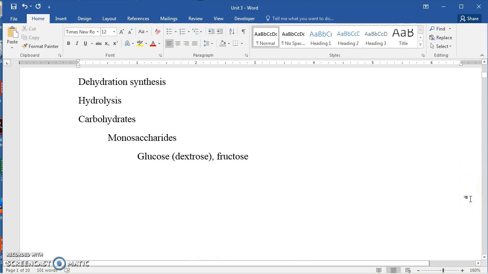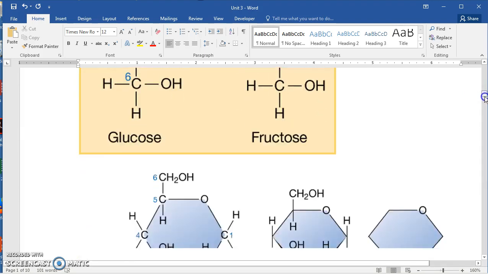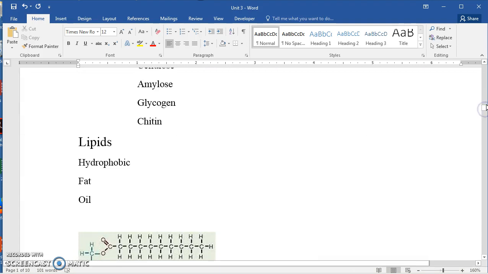The lipids, if I can scroll down rather quickly to where the lipids begin. Lipids are always composed of carbon, hydrogen, and oxygen. And you can see those three letters, carbon, hydrogen, and oxygen. However, the hydrogen to oxygen ratio in lipids is much higher. It may be 20 to 1, but it's much higher than 2 to 1.